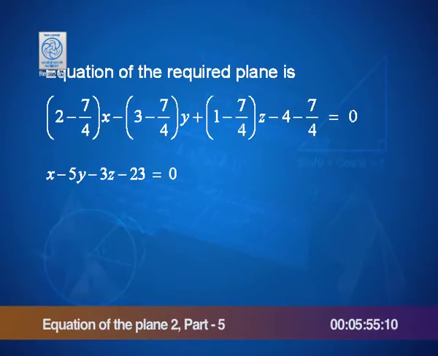Also remember that the question asks for the vector equation. So, you translate this equation into vector notation and it turns out to be the same as r dot i cap minus 5 j cap minus 3 k cap equal to 23 as the required equation of the plane.